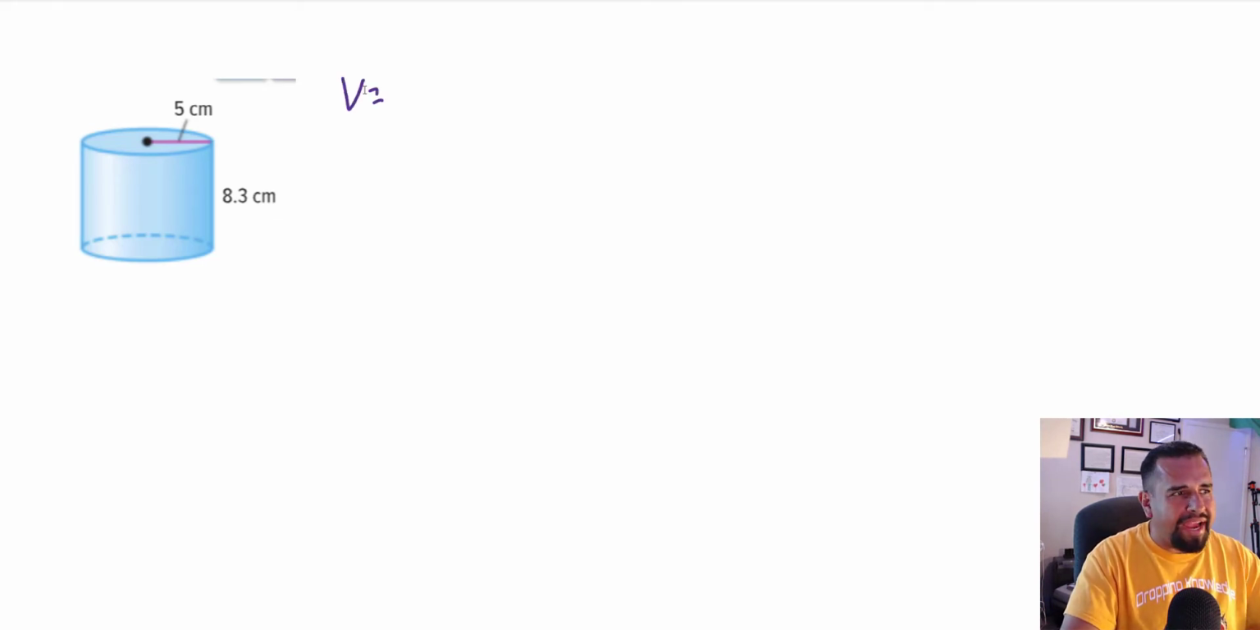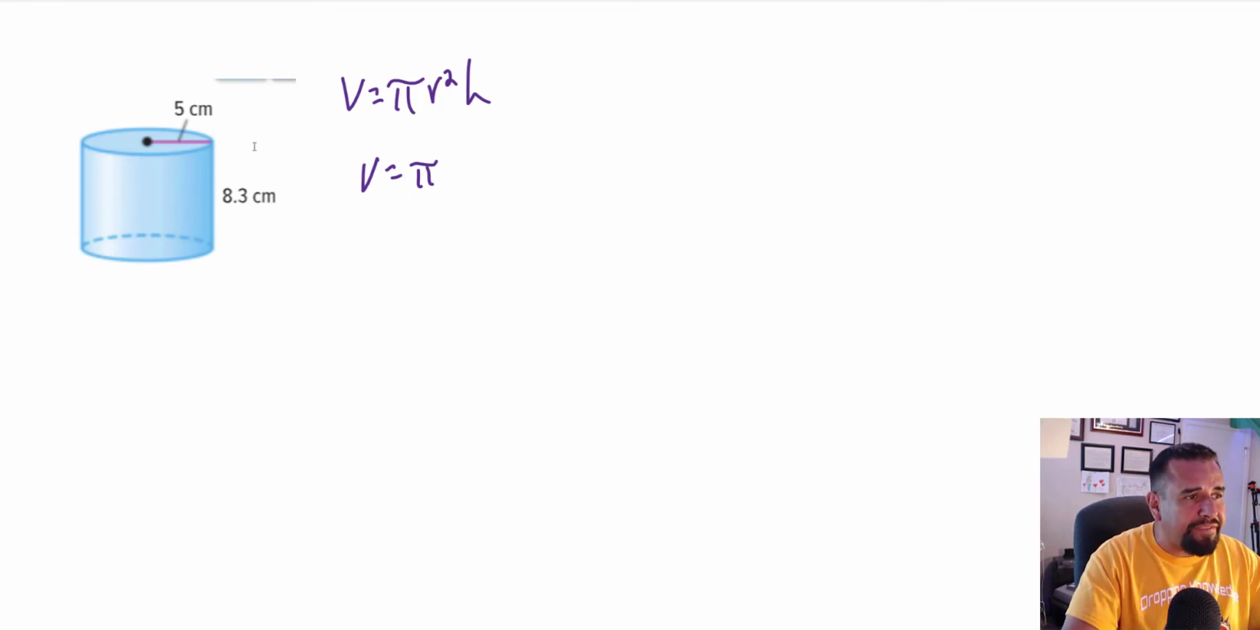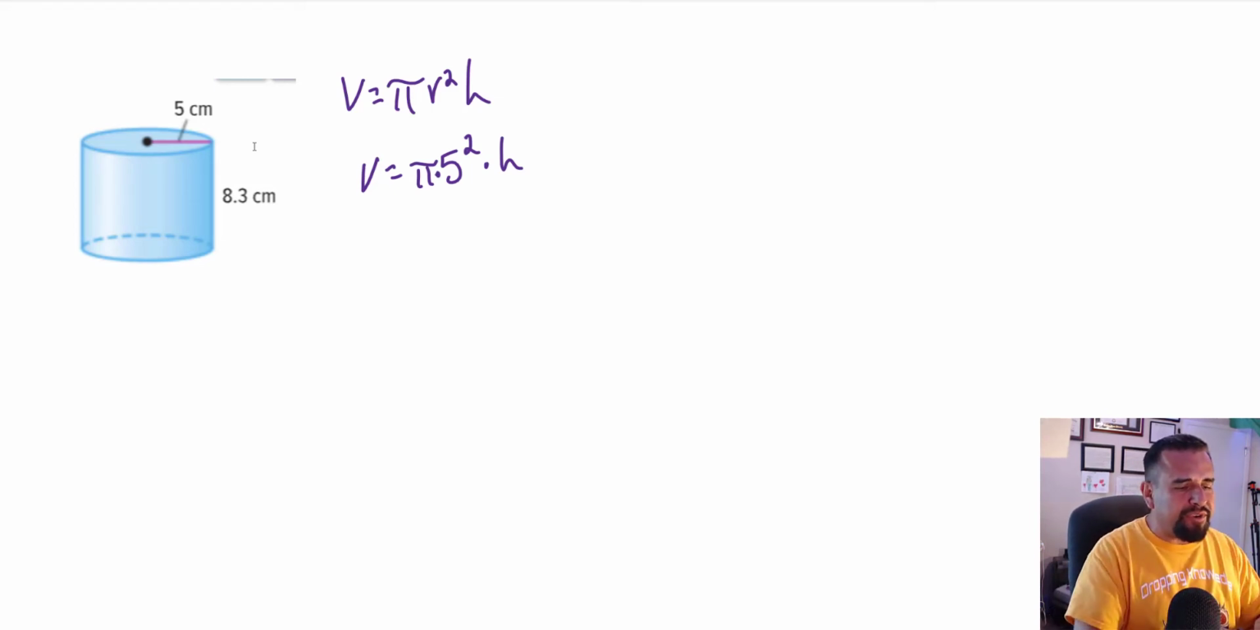I'm assuming you're back. What I like to do all the time is just write the formula, that way I'm just plugging in numbers. So I got volume equals pi. Now this time they did give me the radius, so all I have to do is plug in 5 to the second power times the height. Some people like to put a multiplication symbol in there. Doesn't matter, it means the same thing. What matters is how you enter it in the calculator.